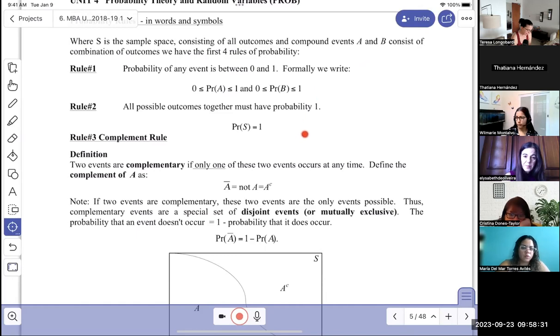Okay, so all outcomes sum to 1. I just write it like that. All the outcomes of the sample space sum to 1. That's rule number 2. And rule number 3 is the complementary rule.